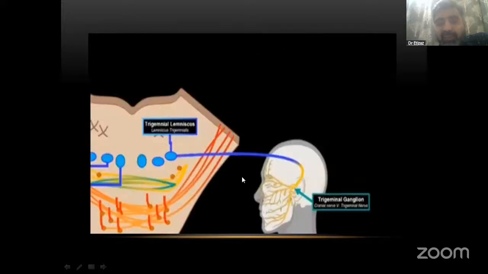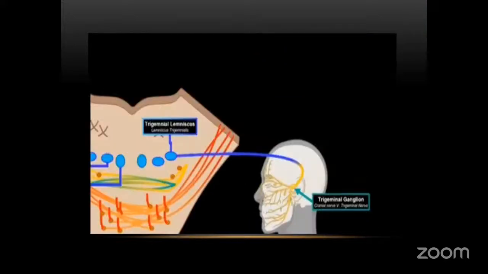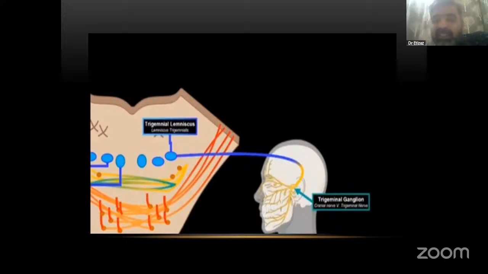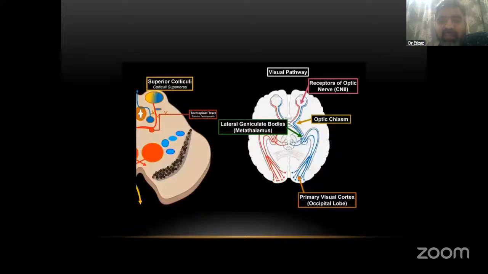So what about this one? Trigeminal lemniscus, the same tract that we have seen in the pons. So this is the trigeminal lemniscus, and this one here, we have discussed, is the lateral lemniscus. Now come to the descending tracts. This is the reticular formation that gives the reticulospinal tract, and this is the tectospinal tract.